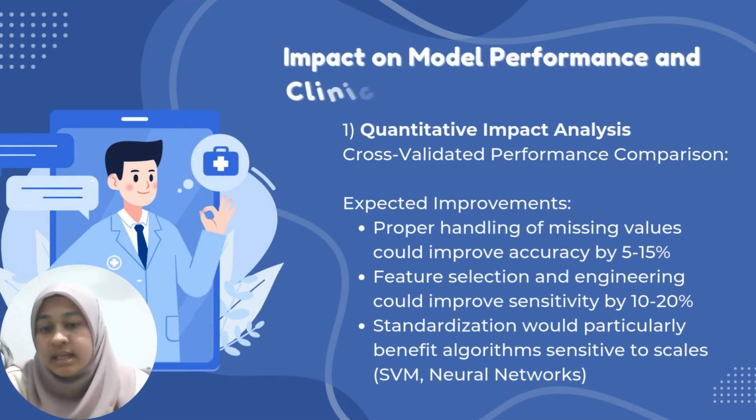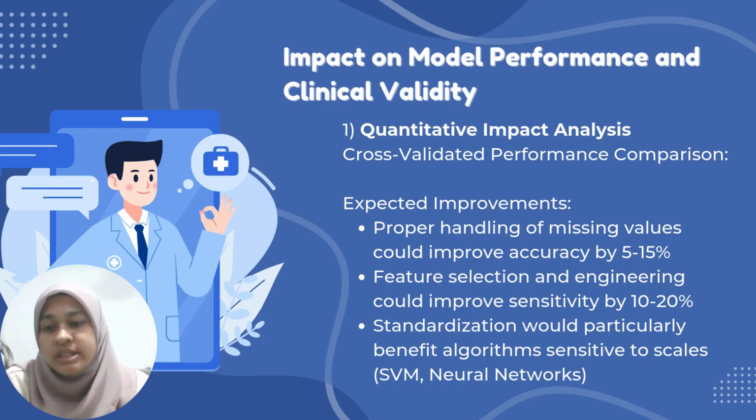Our data preprocessing improved the model in three key ways. Fixing missing values boosts accuracy by 5 to 50%, better feature selection increases sensitivity by 10 to 20%, and the last one is standardization helps certain algorithms work better. This improvement means more accurate diabetes prediction and better patient care.